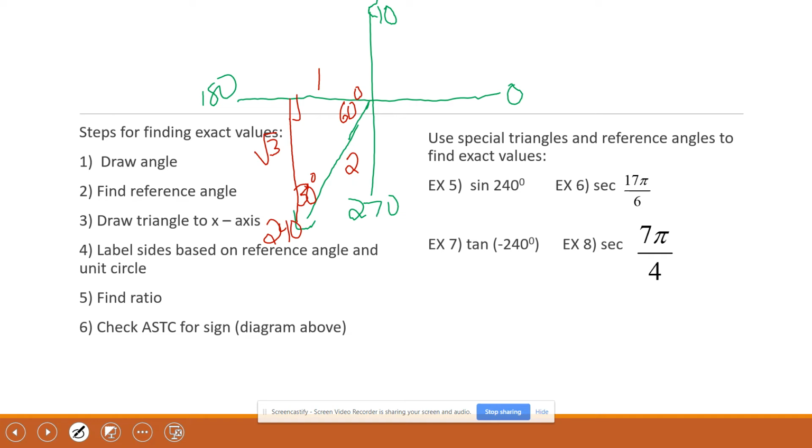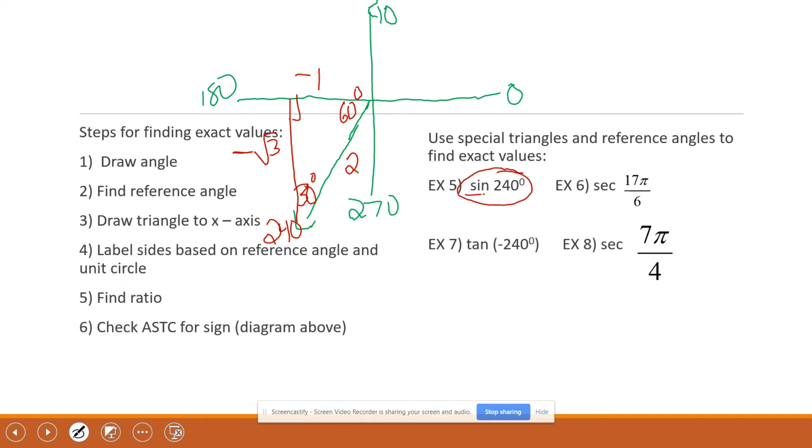Now here's the difference. I need to check to see. Our hypotenuse is always going to be positive, but the one up here opposite the 30 degrees is a negative 1 because we're on the left side of our x-axis. The square root of 3 is going down below the positive on the y-axis. So this is a negative square root of 3.